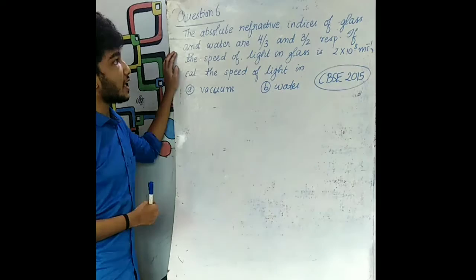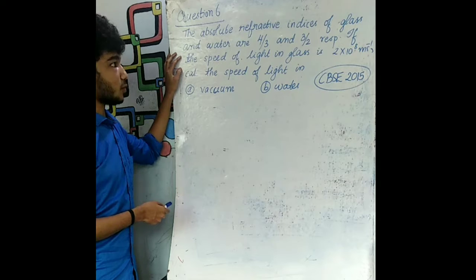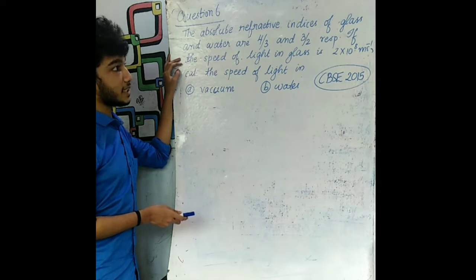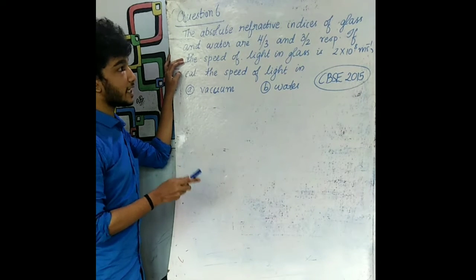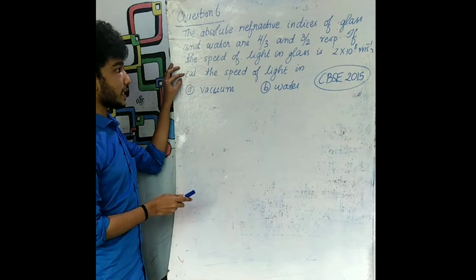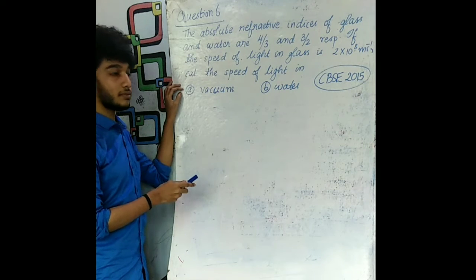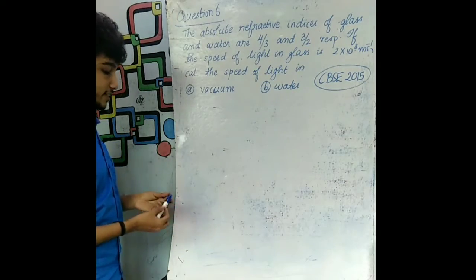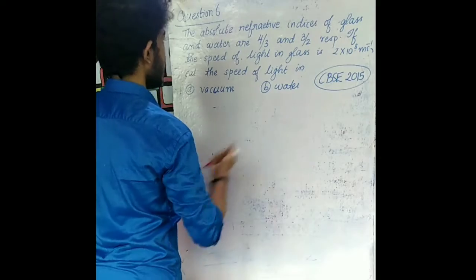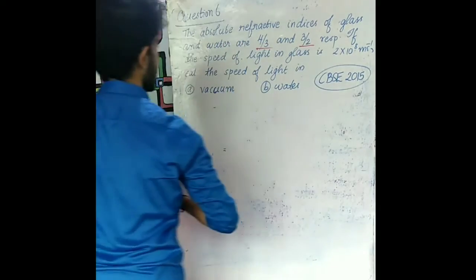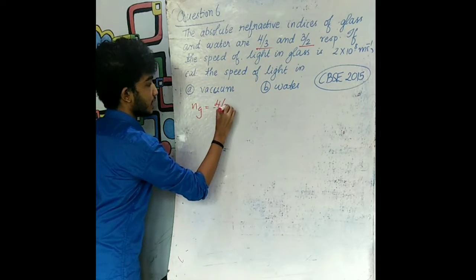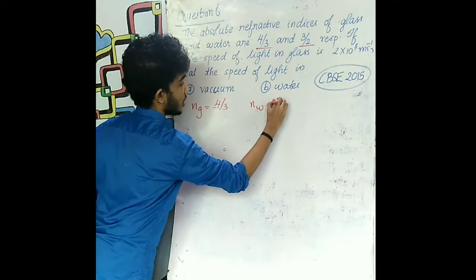The absolute refractive indices of glass and water are 4 by 3 and 3 by 2 respectively. If the speed of light in glass is 2 into 10 to the power 8 meter per second, calculate the speed of light in vacuum and next one water. So absolute refractive indices of glass and water are given as 4 by 3 and 3 by 2 respectively. That means the absolute refractive index of glass is 4 by 3 and the absolute refractive index of water is 3 by 2.